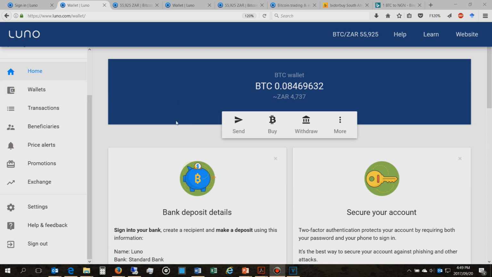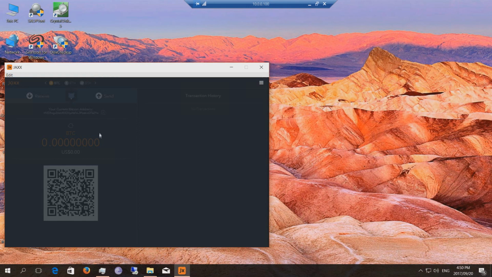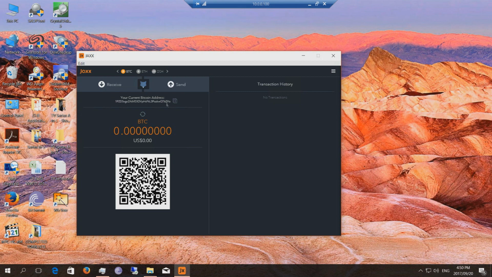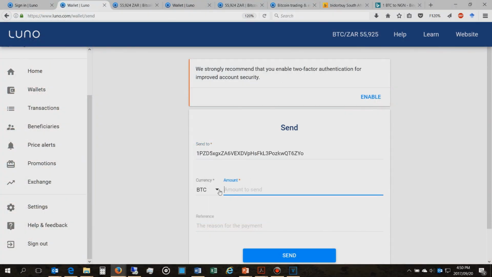Let's look at how you send someone some Bitcoin. You will need their Bitcoin address. So there I have the Bitcoin address of someone I want to send funds to. Here I'm using Jax, for example, and this happens to be my public Bitcoin address. This is on another computer, and I have copied the Bitcoin address, and I'm going to send myself some Bitcoin. I'm going to convert it into rands because it's much easier.